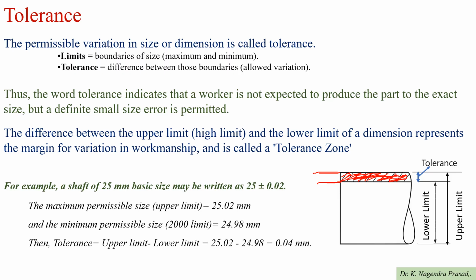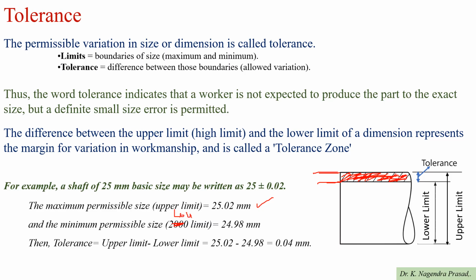So let's consider one example. A shaft of 25 mm basic size may be written as 25 plus or minus 0.02. This means the maximum permissible size is plus 0.02, which means 25.02. So the upper limit of the size is 25.02, and the minimum permissible size is 25 minus 0.02, so it is 24.98, which we call the lower limit.